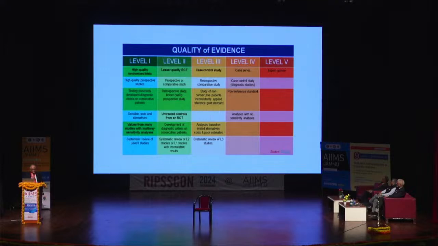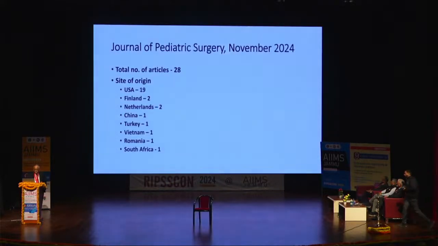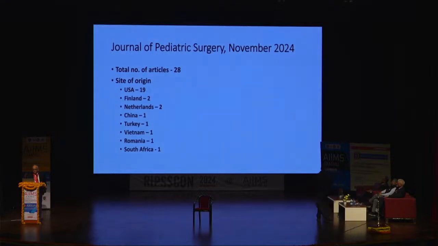The other measure of scientific publications is the levels of quality of evidence. Level 1 is probably the best kind of publication that we have. Building on that, I picked up the most recent issue of Journal of Pediatric Surgery to see what kind of papers get published in our leading journal. There were a total of 28 articles. Needless to say, USA dominated the publishing region.